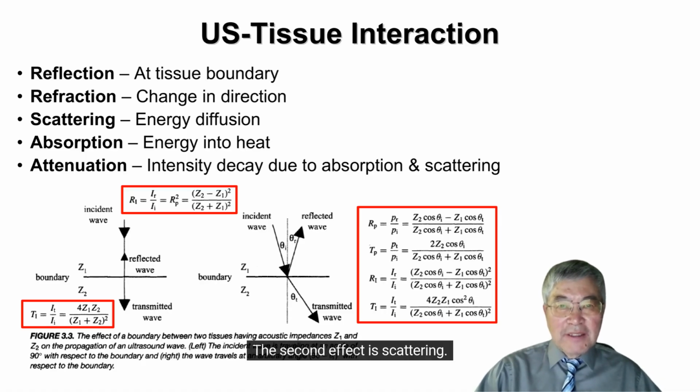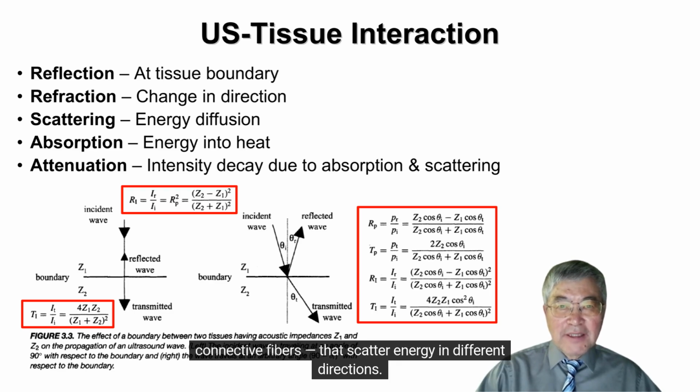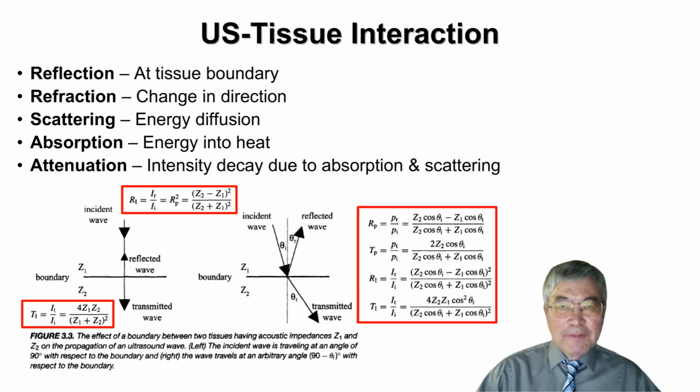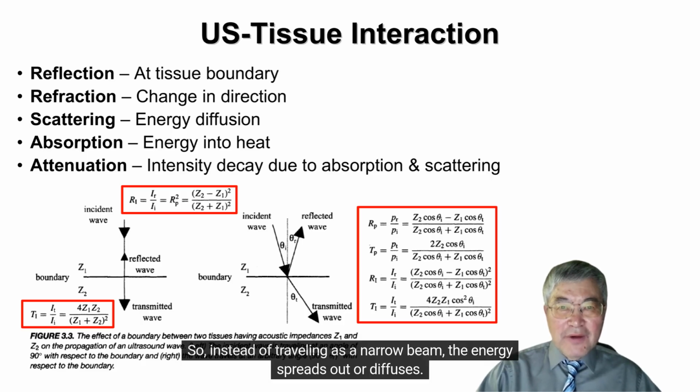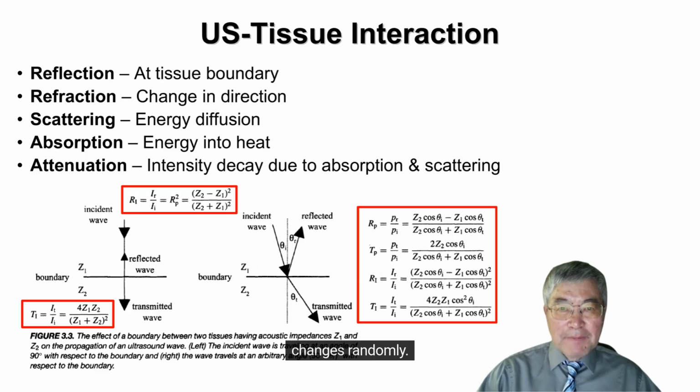The second effect is scattering. When ultrasound waves travel through tissue, they encounter many small structures, cells, organelles, connective fibers that scatter energy in different directions. So, instead of traveling as a narrow beam, the energy spreads out or diffuses. You can think of this like Compton scattering in X-rays. Energy is diffused and the propagation direction changes randomly.